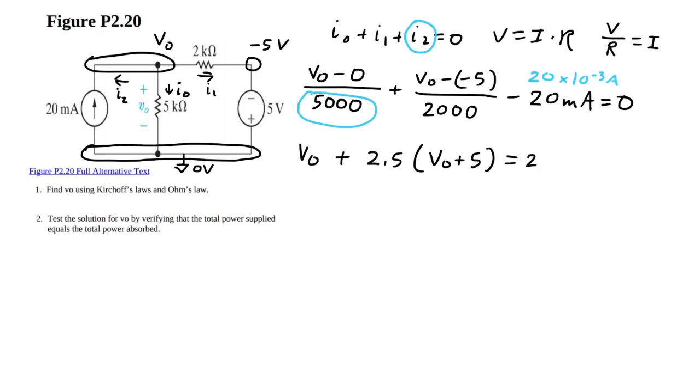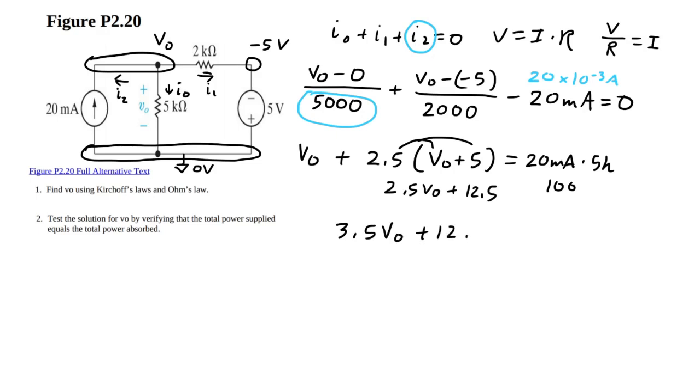And then we have 20 milliamps times 5K, which is 100. So we're going to multiply this out right here. We're going to see that 2.5 V out plus 12.5. Just multiplying 2.5 times, we're distributing the 2.5 basically. So we're going to combine terms. We're going to get 3.5 V out plus 12.5 equals 100.